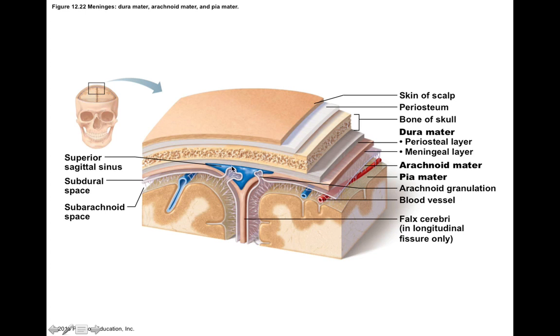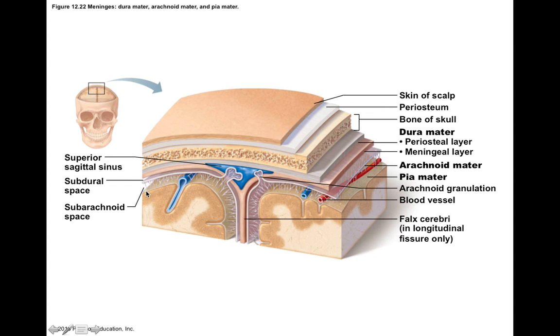So you can see this little protrusion up here into the venous sinus. This is called an arachnoid villus, or arachnoid granulation. Essentially, this is a little patch of arachnoid mater that protrudes up into the venous sinus, and this is where cerebrospinal fluid gets reabsorbed. If you look at this whitish layer here, this is the arachnoid mater. And it's called arachnoid mater because it has a spiderweb-like appearance.